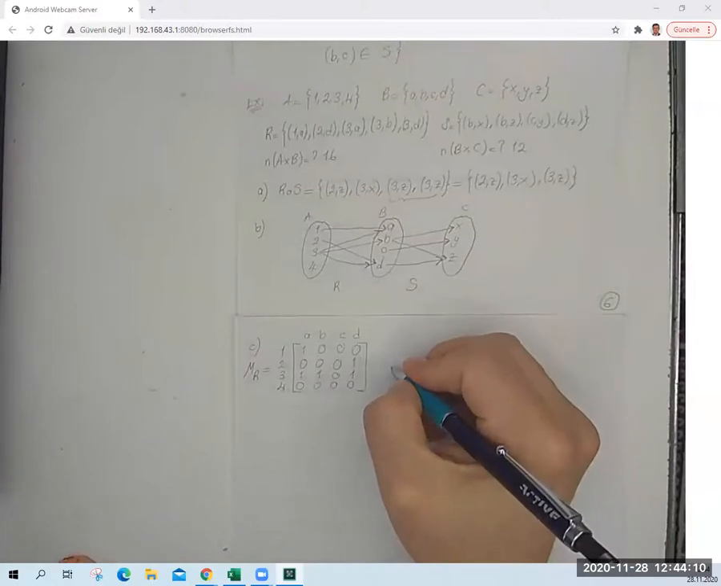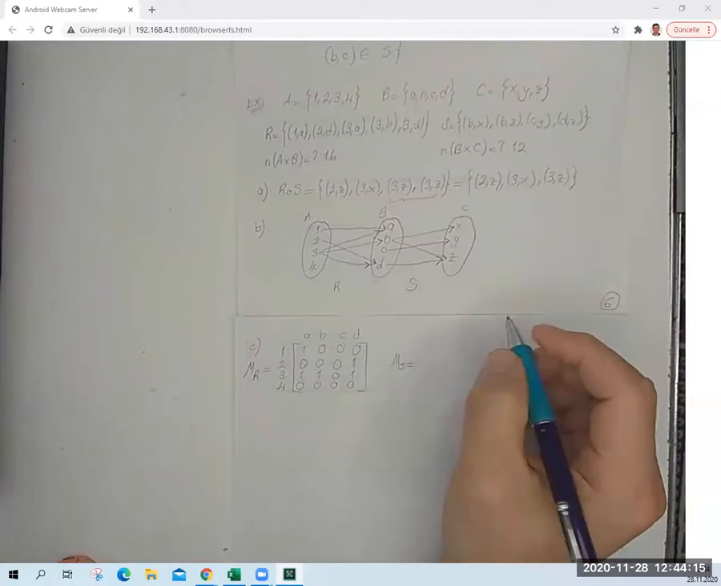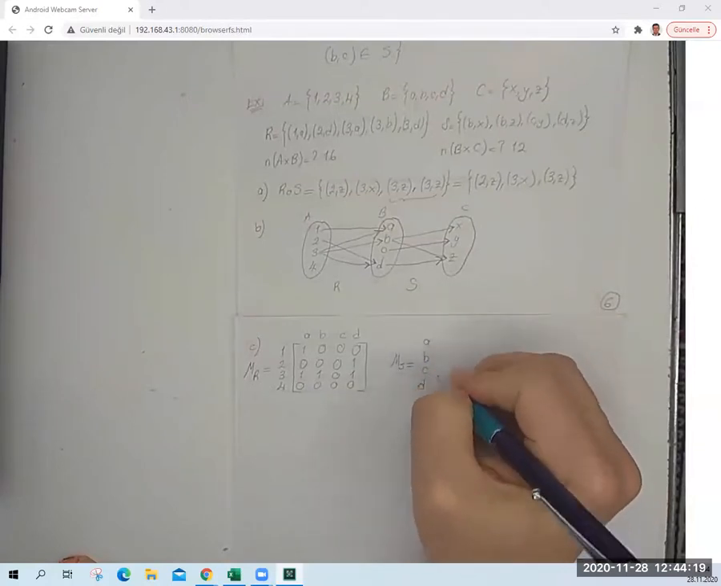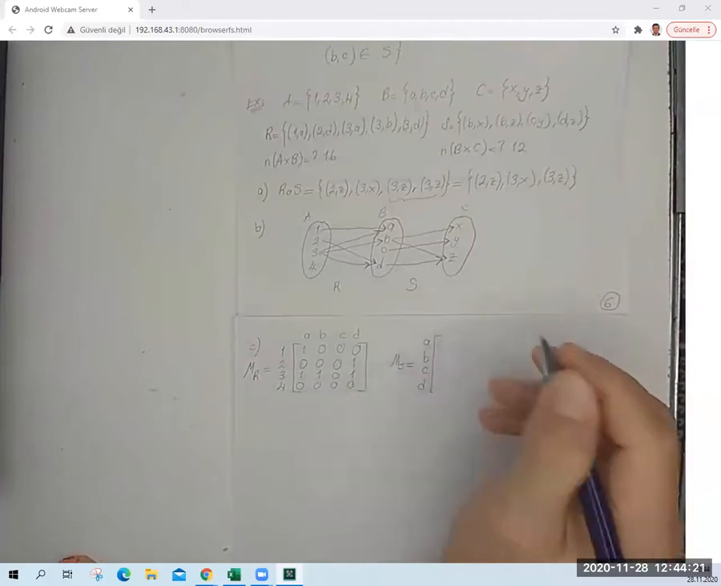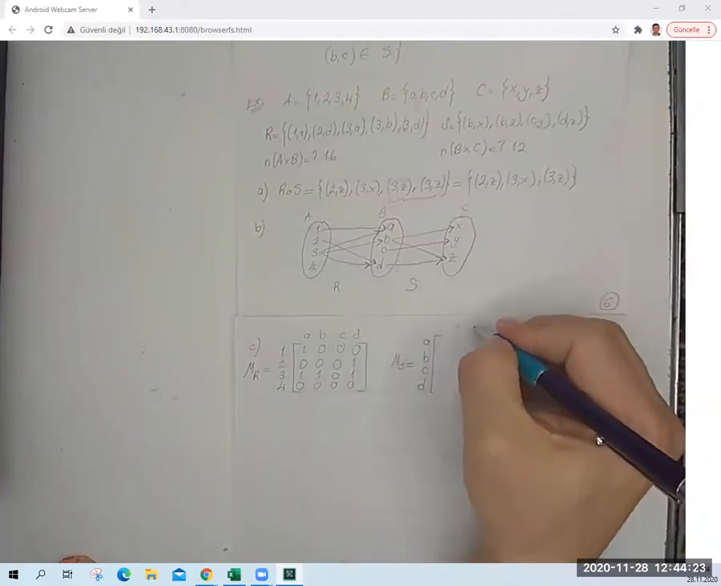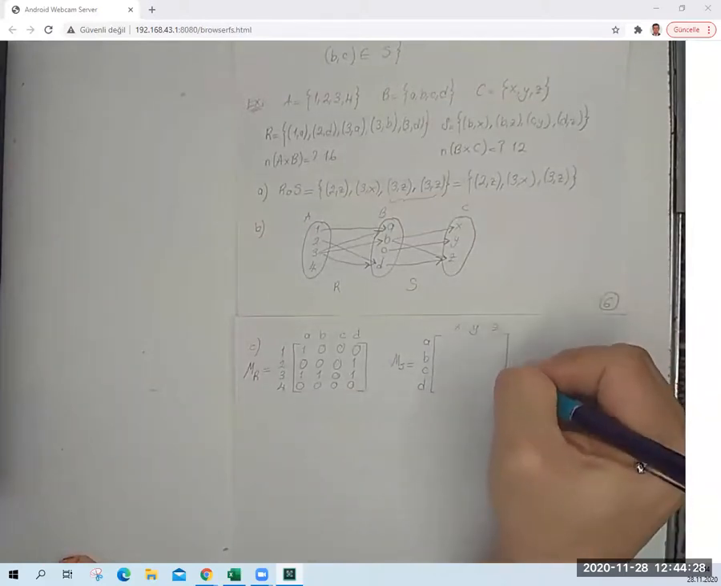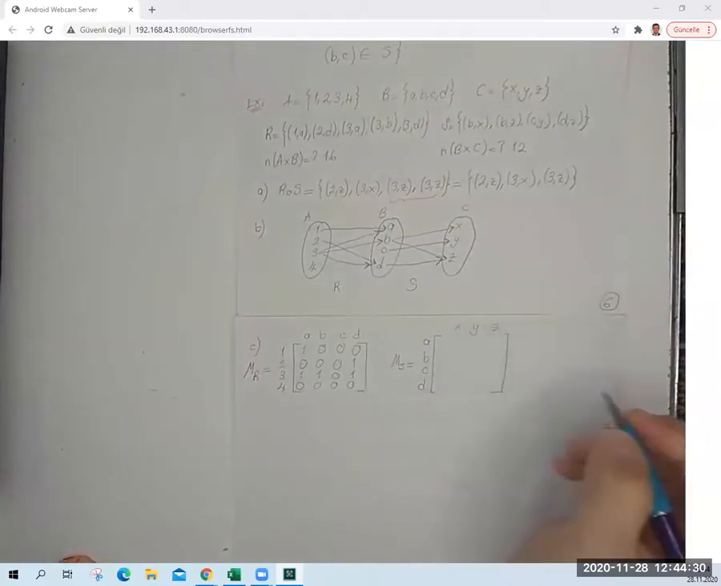And the relation matrix for S. Now I have B, C, D as rows, and X, Y, Z as columns, right?